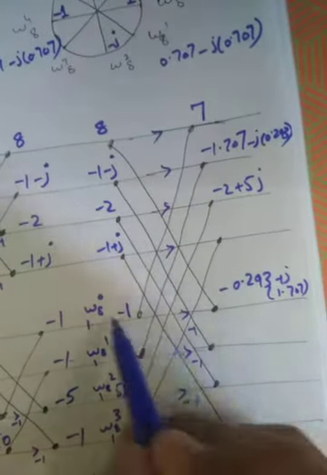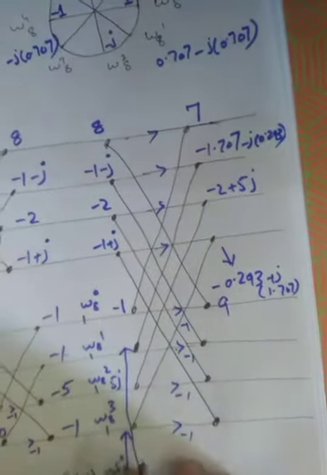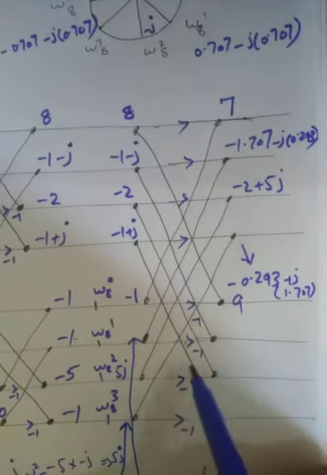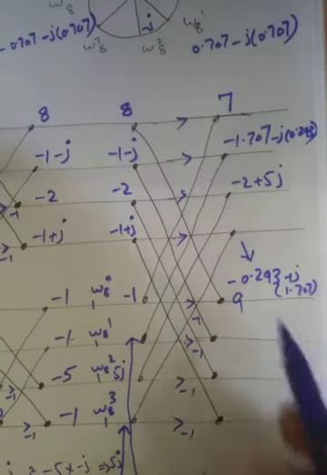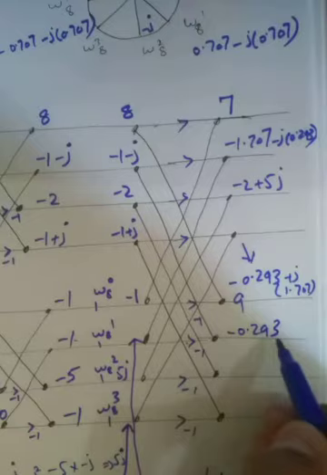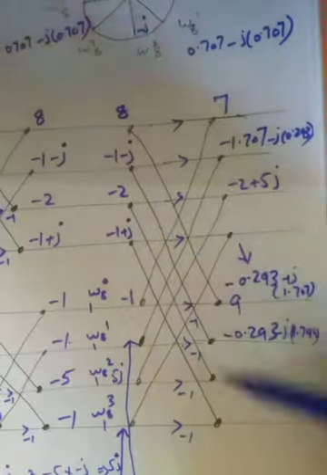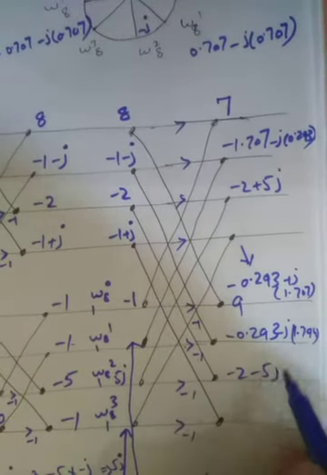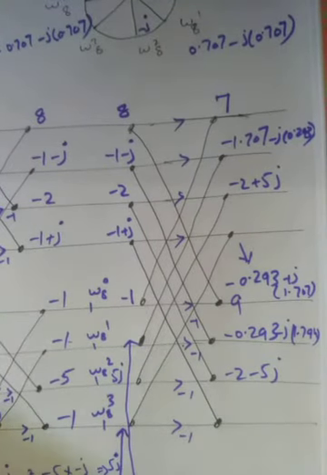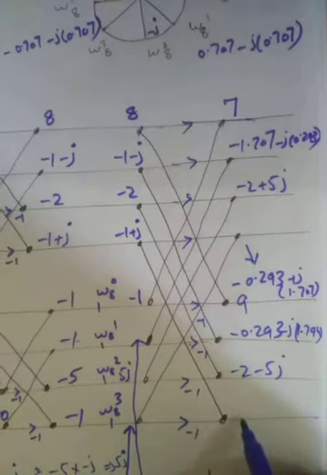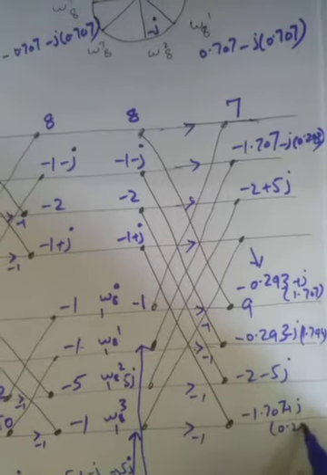And the next thing is, here we have 8 plus 1, which is equal to 9. This is the value here. And then in the next step, minus 1 minus j and minus 1 into 0 minus 0.707. This will become minus 0.293 minus j into 1.794. And in the next step, minus 2 minus 5j. Similarly, minus 1 plus 5j, multiply this value with minus 1. This will become minus 1.707 plus j into 0.293.